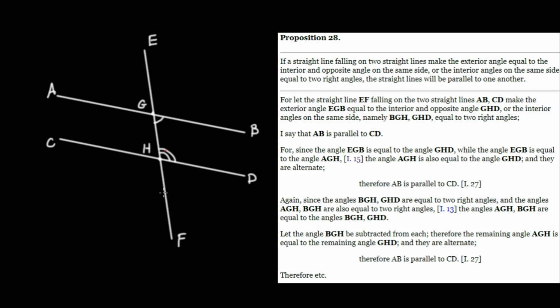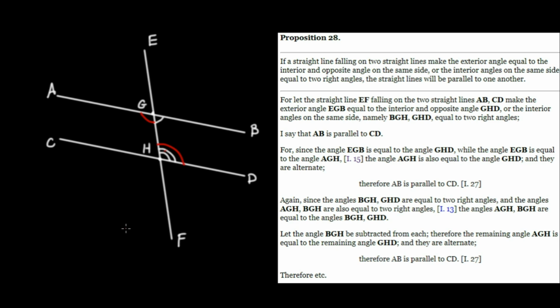Then he says, from those pairs, we're going to let the angle BGH, so we're going to simply remove BGH from those two. And what are the remainders? Therefore, the remaining angle, AGH, is equal to the remaining angle, GHD. So we simply removed away BGH, and from equals, if we remove equals, then this will generate equals. Hence, we have the equality of these alternate angles, and again, we use proposition number 27. Therefore, AB is parallel to CD.